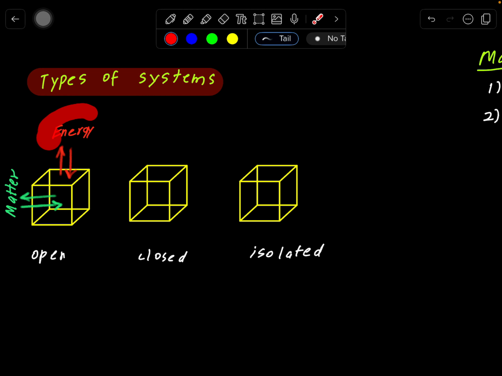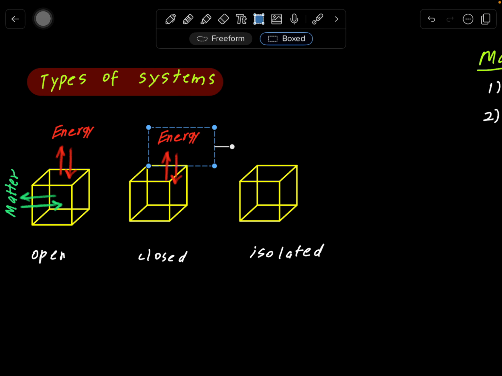A system in which energy and matter can be exchanged with the surroundings, which means it can enter or leave the system, is referred to as an open system. A system in which only energy can be exchanged but no matter leaves the system is referred to as a closed system. And a system in which neither energy nor matter leaves the system is referred to as an isolated system.